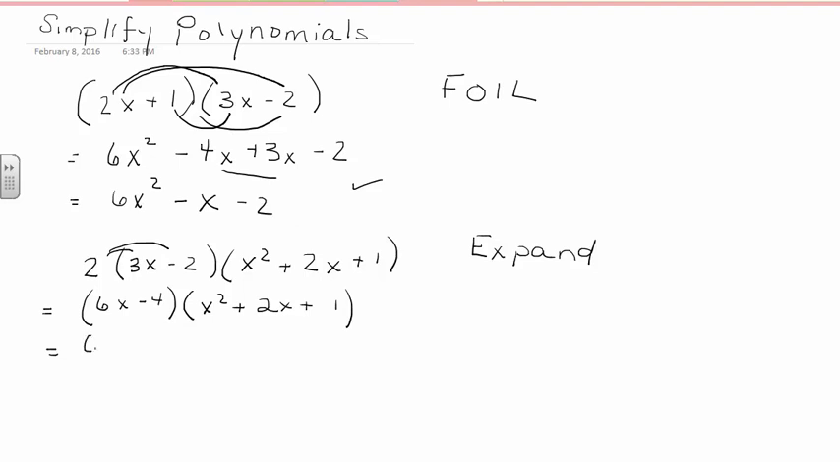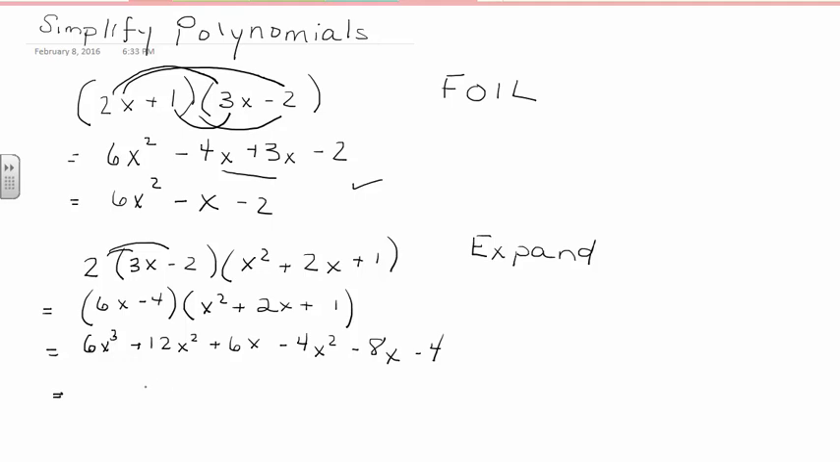6x times x squared becomes 6x cubed. 6x times 2x becomes 12x squared. And then 6x times 1 is just 6x. Now we multiply the negative 4 by all 3 terms behind. So I have negative 4x squared minus 8x minus 8.